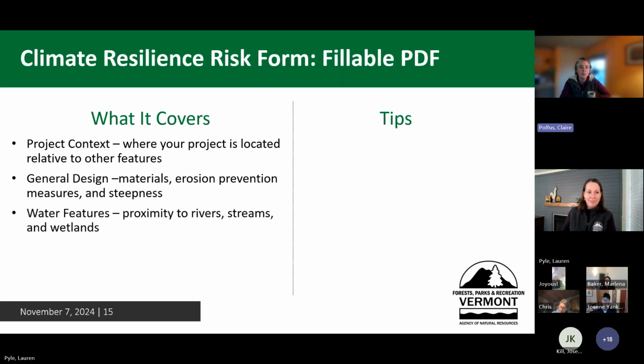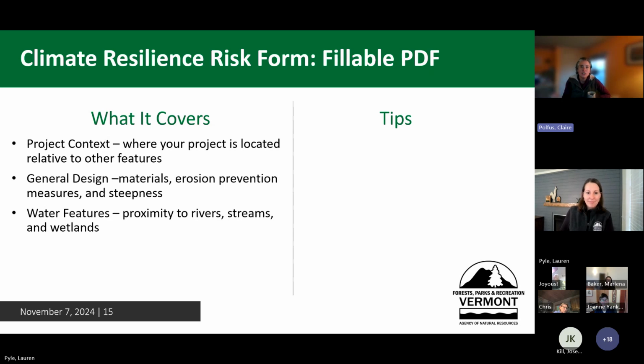The next is water features. We know in Vermont that water features are prevalent on our landscape and are one of the highest risk areas in any kind of infrastructure that we install in our forested landscape. So we have questions about proximity to rivers, streams, and wetlands, and floodplains and landslides, all of the things that we know what happens when water is on the landscape.